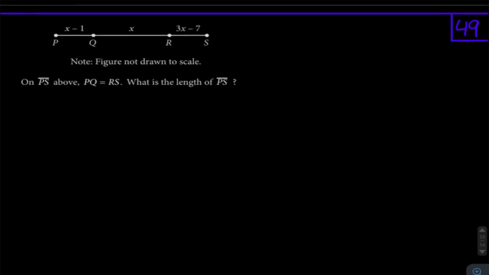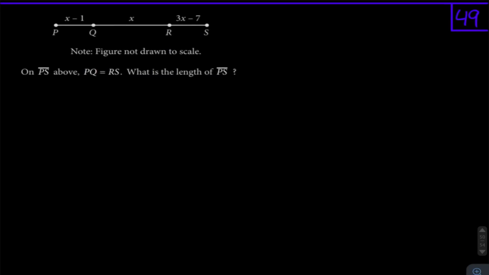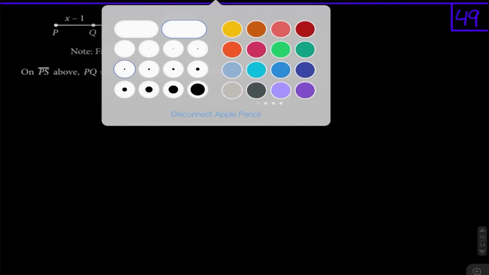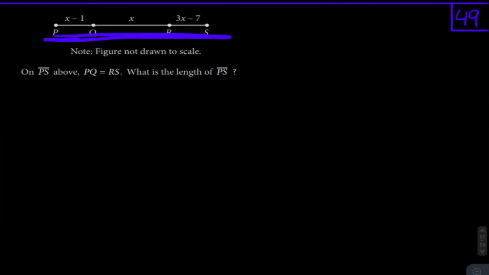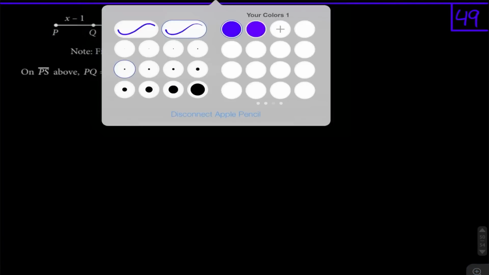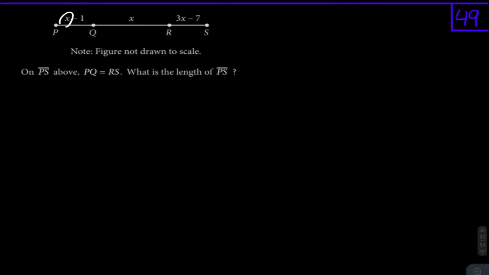Moving on to problem 49. This problem says on the segment PS above, PQ is equal to RS. What is the length of PS? Okay, so we're looking for the length of this entire segment. And to find that, we need to figure out what X is, right? So how do we do that? Well, it gives us that PQ is equal to RS. So lengthwise, that means X minus 1 would equal 3X minus 7, right? This length equals this length.